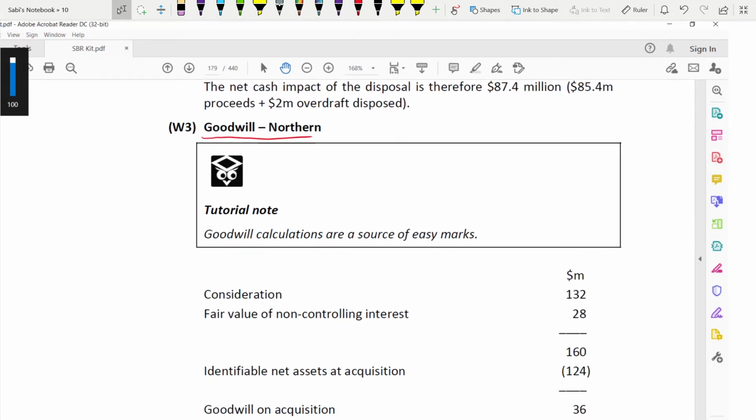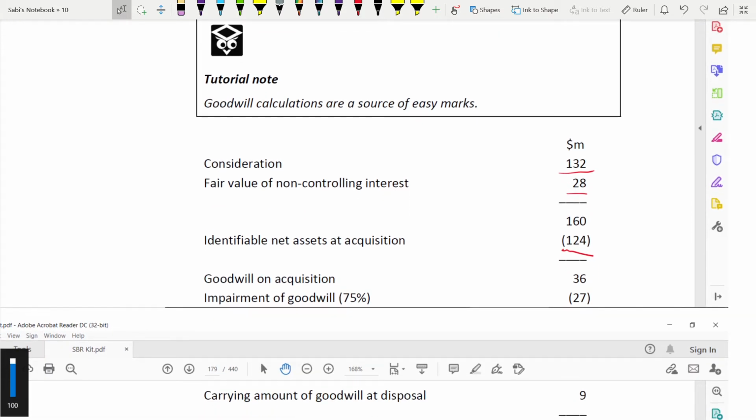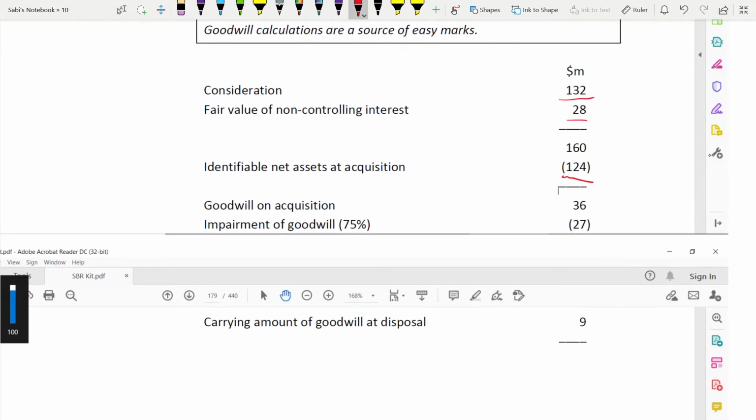So first is consideration. You have bought it for 132, fair value of NCI is 28, and identified net assets at acquisition has been given at 124. So the goodwill is 36, and they have told that 75% has been impaired. So 75% of 36 is 27. Another way, if you want to check this, just take 25% on 36. It should be 9. So carrying amount of the goodwill at disposal is 9.